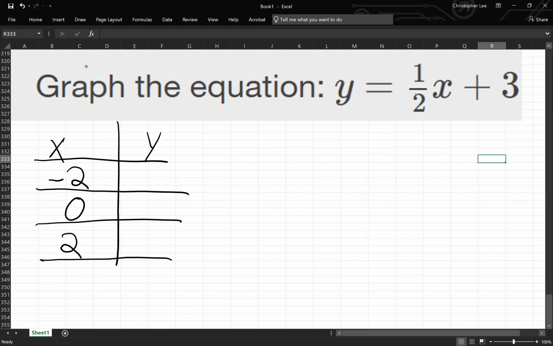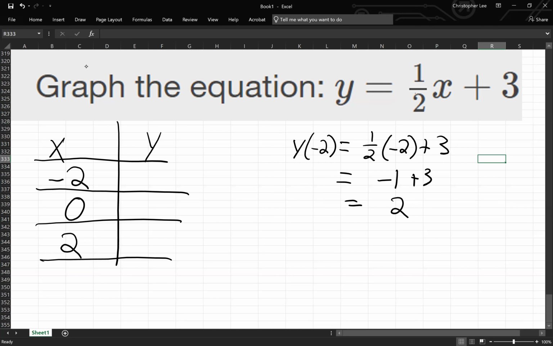And then just the same thing we were doing before. So I want to do what is y of -2. That's 1/2 times -2 plus 3. These will cancel out, leaving just -1 plus 3. And the answer is +2. Simple, right?